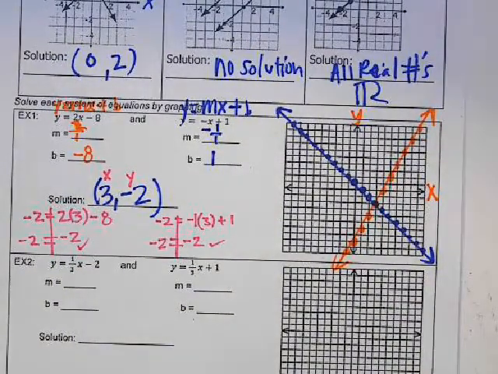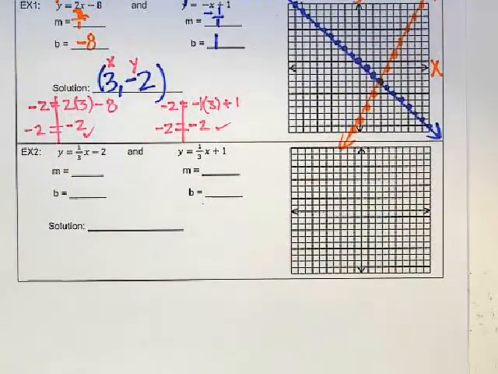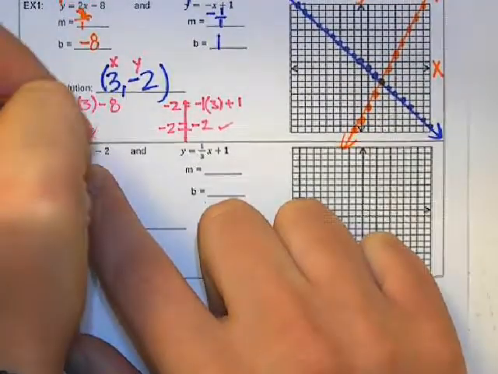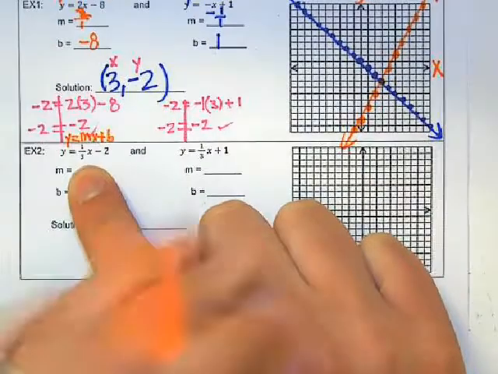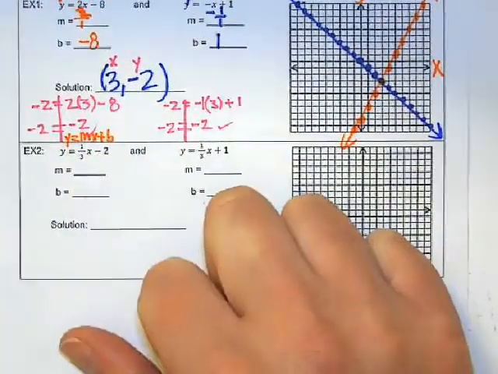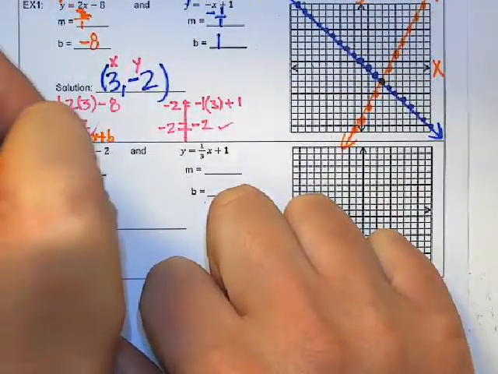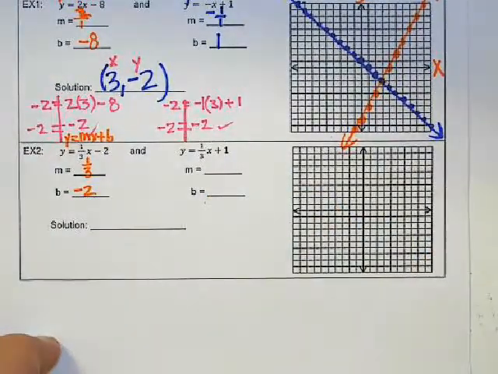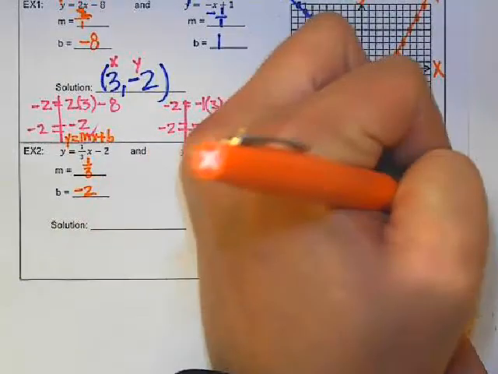Okay. Example 2. All right, one equation at a time. So looking at this one, y equals mx plus b. What's my m? 1 over 3. What's my b? Negative 2. Good. Okay, we're going to graph. So label your x and y axis.